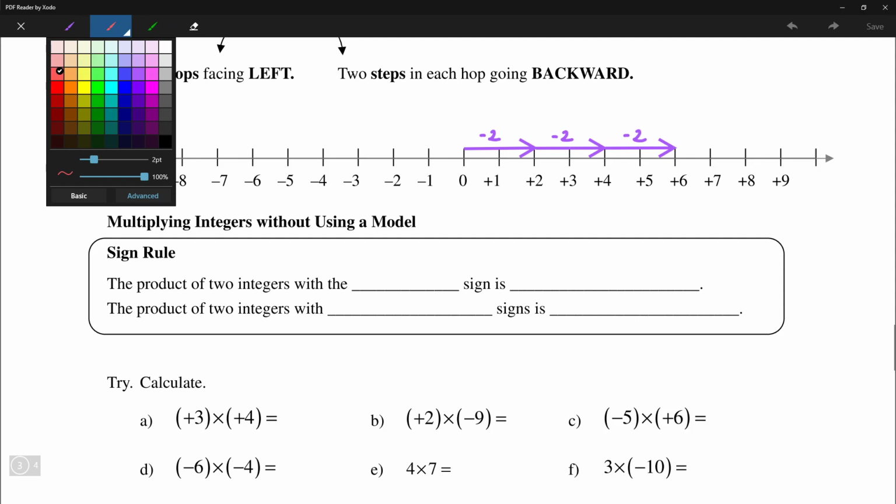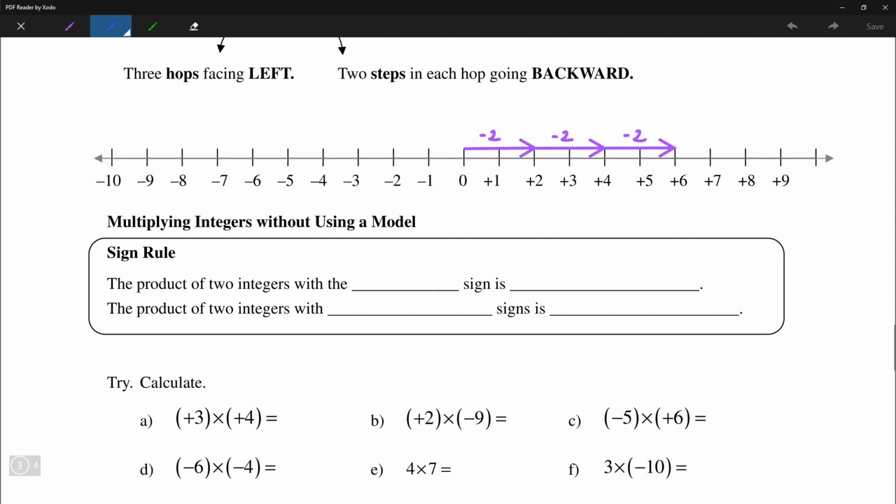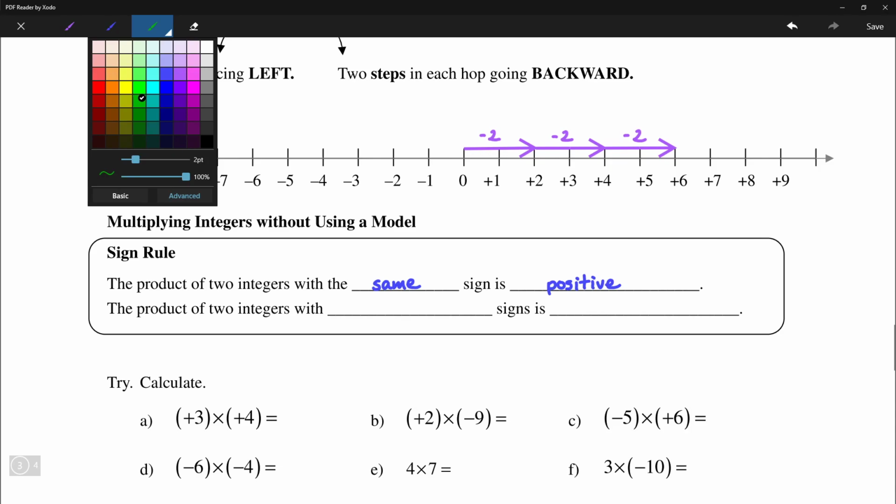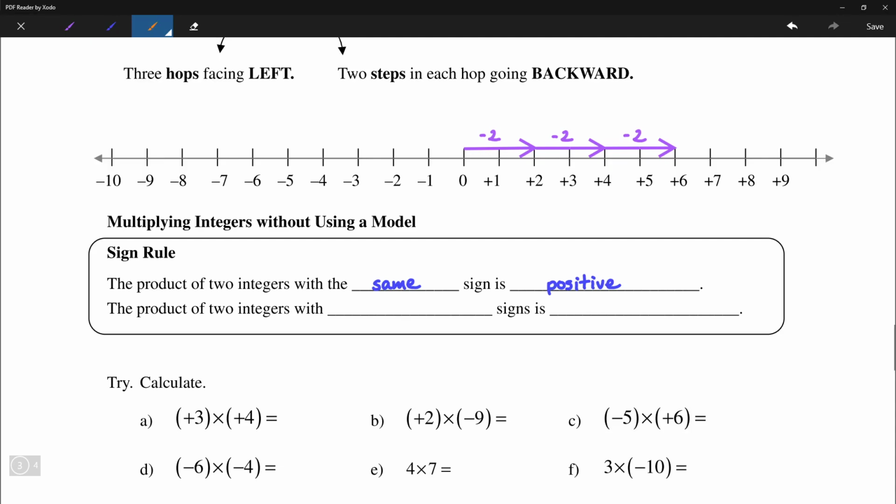Now here, if we have a product of two integers with the same sign, then it will be positive. That is to say, the product will be positive. So either if both integers are positive, the product will be positive, or if both integers are negative, then the result will also be positive. However, if they have different signs, then the product will be negative.